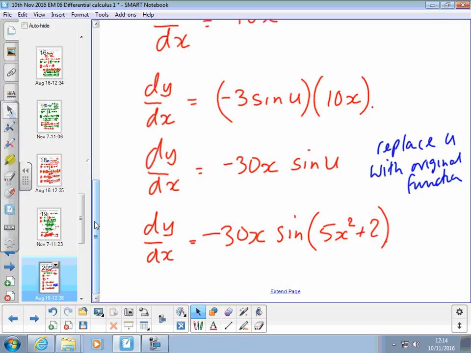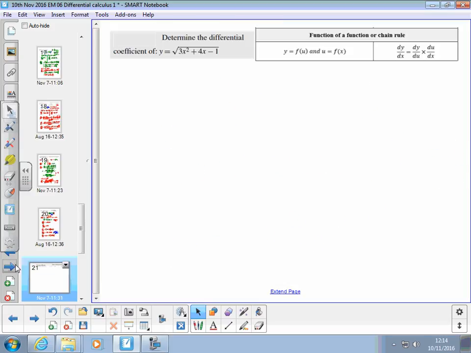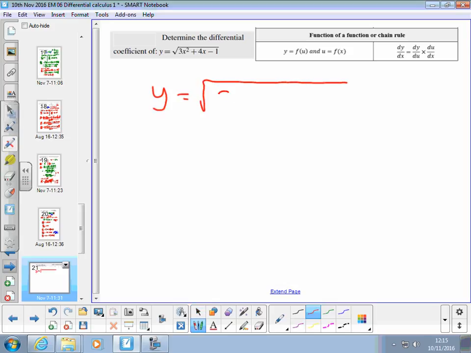On the next page, there is another example. How could we rewrite this? What we've got is y is equal to the square root of 3x squared plus 4x minus 1. How could we rewrite that better for differentiation?